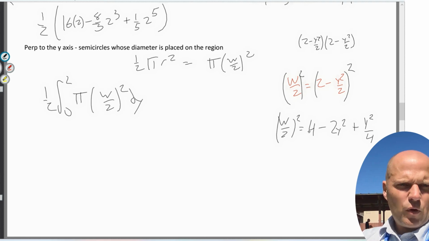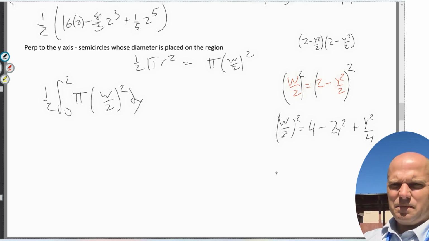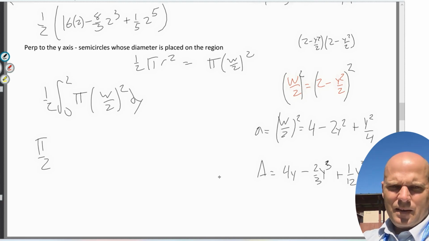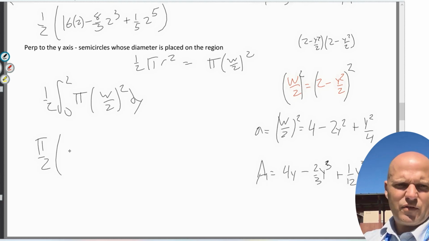Hopefully you know 2 times 2 is 4. I'll have negative y squared, and another negative y squared, so I have 2y squared, and then y to the fourth over 4. Which is why I'll have a pi over 2, and then I'll take the antiderivative of this. You can call this capital A. You can say capital A is 4y minus 2/3 y cubed, plus y to the fifth over 20. And you would have A of 2 minus A of 0.